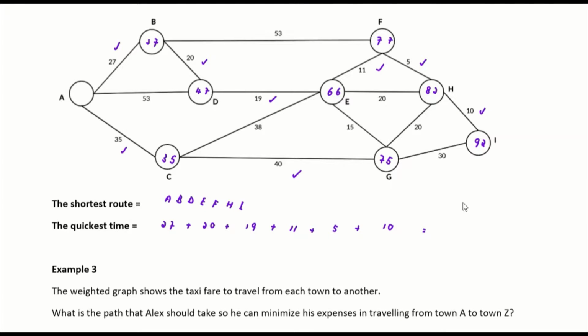Oh sorry, why do I need to count it around again? Okay, so it's 92 here. So this is 92 minutes, and that will be your last answer. Remember, this is the route that you need to take. This is the shortest route. The quickest time that you can have is 92 minutes to reach I from A. Okay, so that's basically example 2.